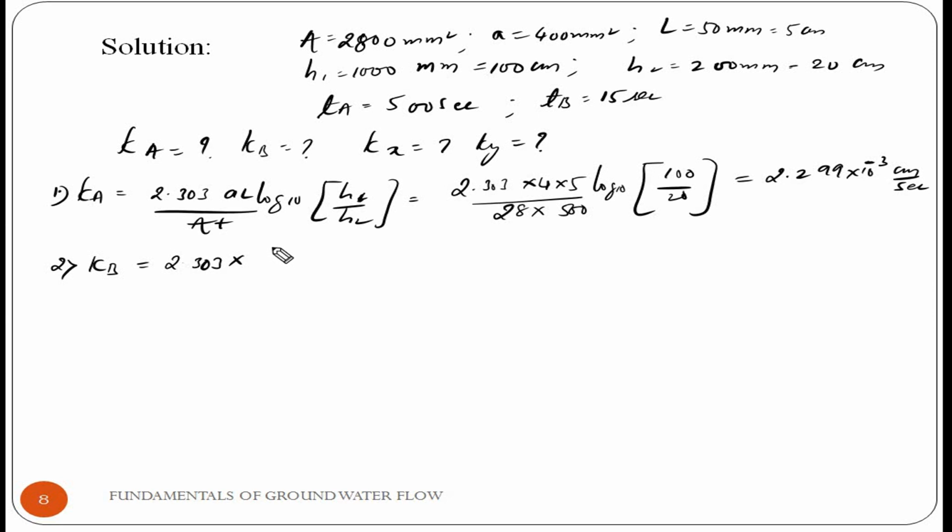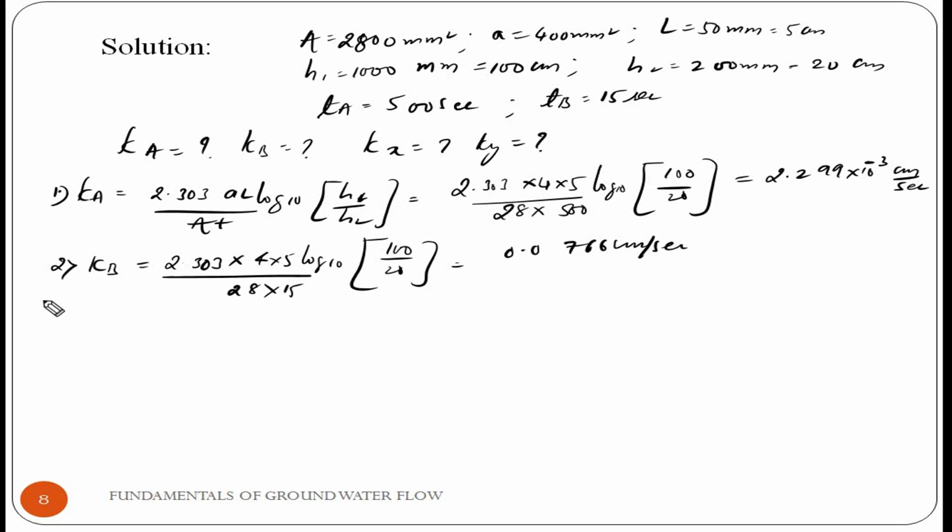Then it is 4 into 5 log to the base 10 divided by 28 into 15, 100 divided by 20. So it is coming around 0.0766 centimeter per second.